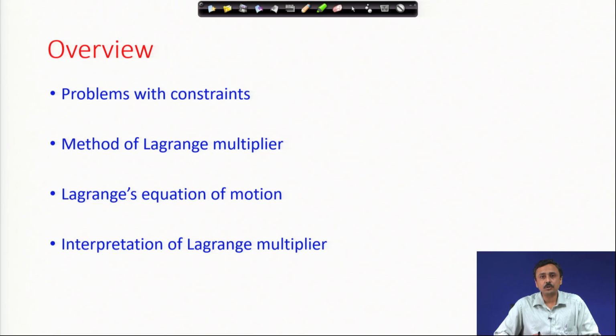And what is the approach? The approach is that you allow the constraint to be broken, introduce the constraint as a mathematical condition, use the constraint formulation of the Lagrange equations with the Lagrange multiplier, find out the Lagrange multiplier, and interpret the work done by the constraint forces to determine finally the constraint forces.